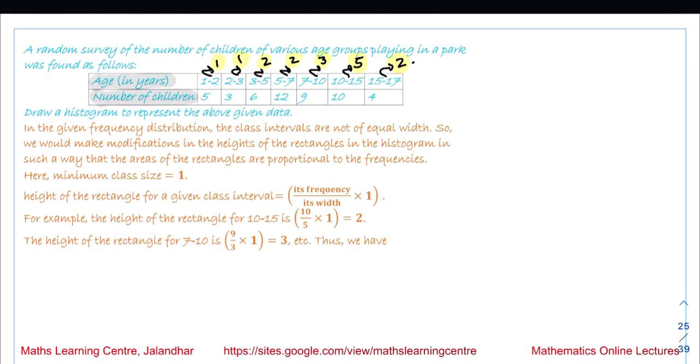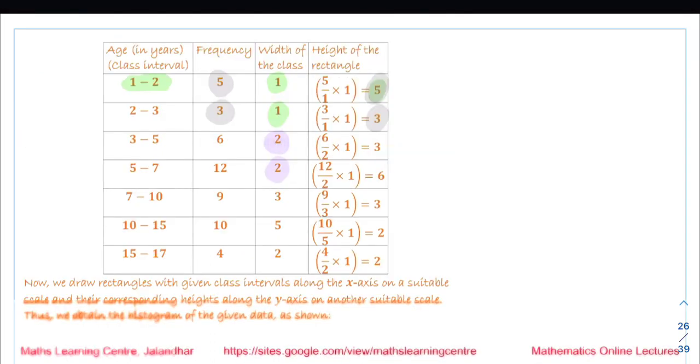So again the minimum value over here is 1. The height of the rectangle of a given class, the formula that we will have, is its frequency over its width, into 1. So for each of these cases, for the interval 1 to 2, the class width is 1. So both these frequencies, these values are 5. In the next case it is 1, so both these values are 3. Now in the next case this value is 2, this value is 2.